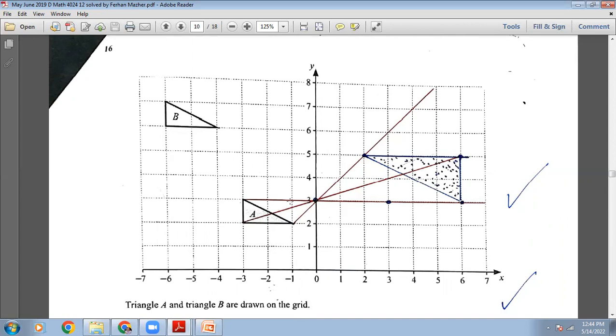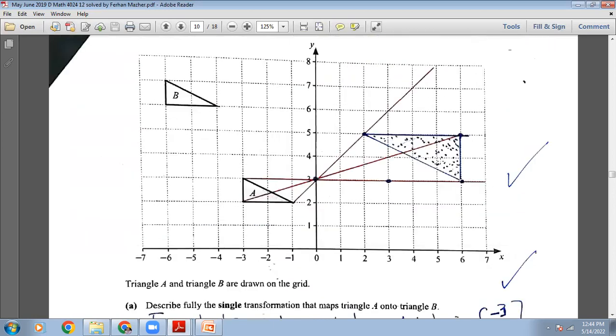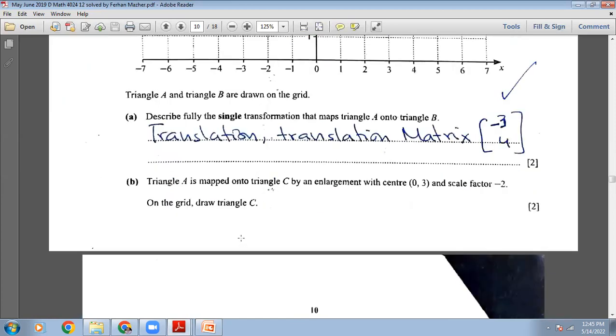You measure the distance of this vertex from the center of enlargement. For example, this is 3 squares here, so it's approximately 3 centimeters. You multiply it by 2, it will be 6. So from here, you will count 6, and where 6 is completed, you put a dot. Then you join the dots, and that is triangle C. I have not written it, but you can write here triangle C.